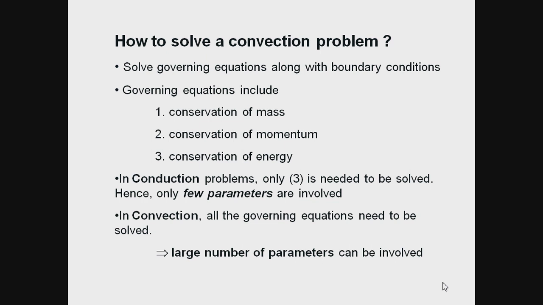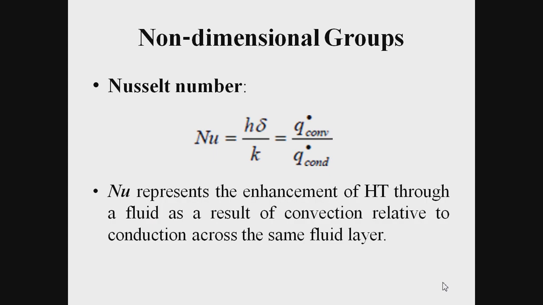But since this phenomenon is complex, what we do is group the large number of parameters into some non-dimensional parameters, which are as follows. First is Nusselt number. It is a very important non-dimensional parameter in case of convection. It represents the enhancement of heat transfer through a fluid as a result of convection relative to conduction across the same boundary layer. Means if the heat transfer by convection is dominant over the heat transfer by conduction, then we say that Nusselt number is high.